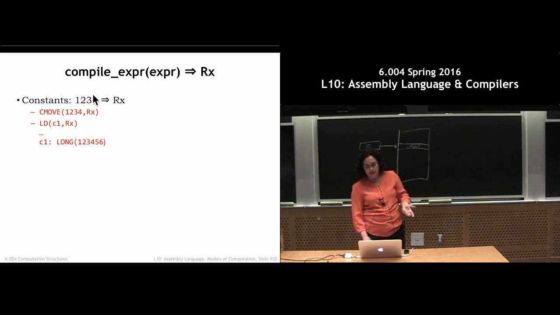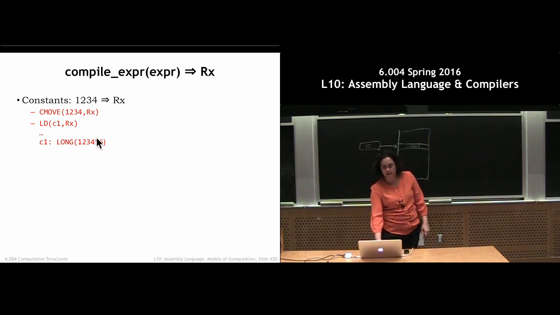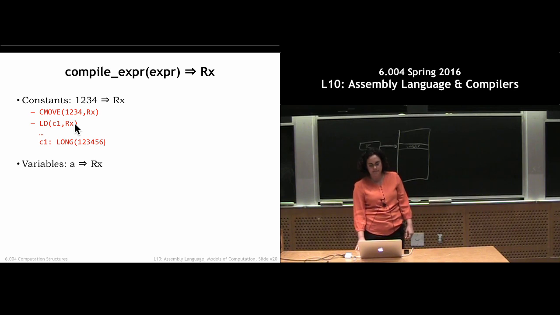I might have another type of constant which does not fit in 16 bits. In that situation, I'm going to have a memory location that holds this constant. This label here, C1, is just a label specifying where I'm holding this constant. Then I need to do an actual load operation in order to read the contents of that location, C1, and put the value into register Rx. Okay, so that's how I would deal with constants.